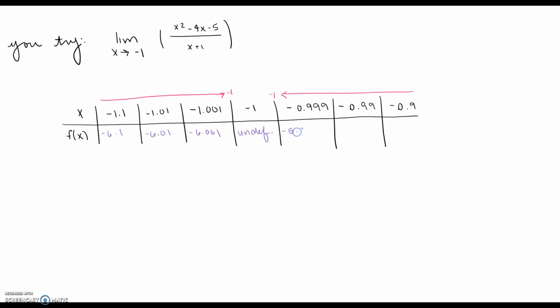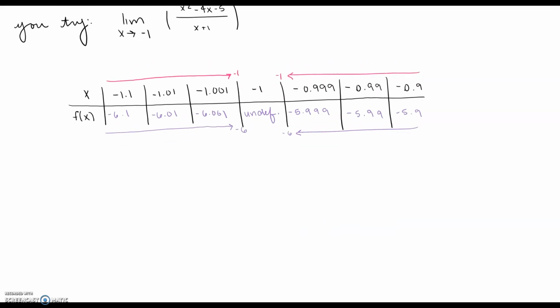And then I'm getting -5.999, -5.99, and -5.9. So if I'm looking from the left, I'm like, okay, well, this is getting closer and closer and closer to -6. And this also from the right looks like it's getting close to -6. So remember, that's a removable discontinuity, but because they're approaching the same number, there is a limit. So the limit as x is approaching -1 of this function f of x, we are approaching -6.